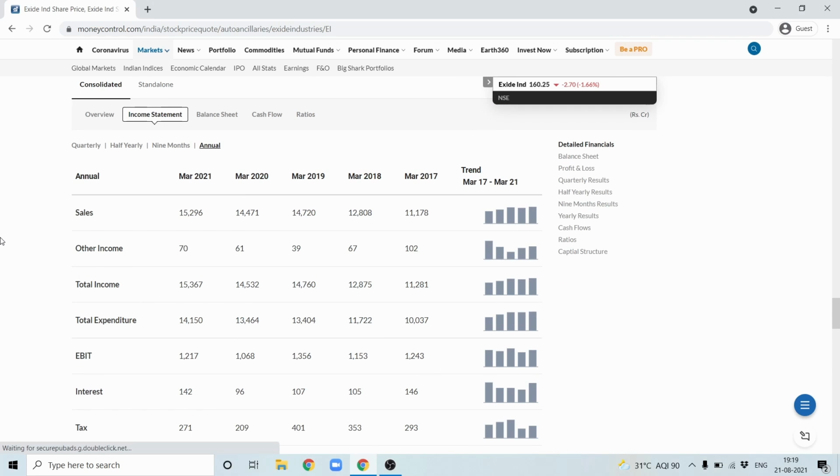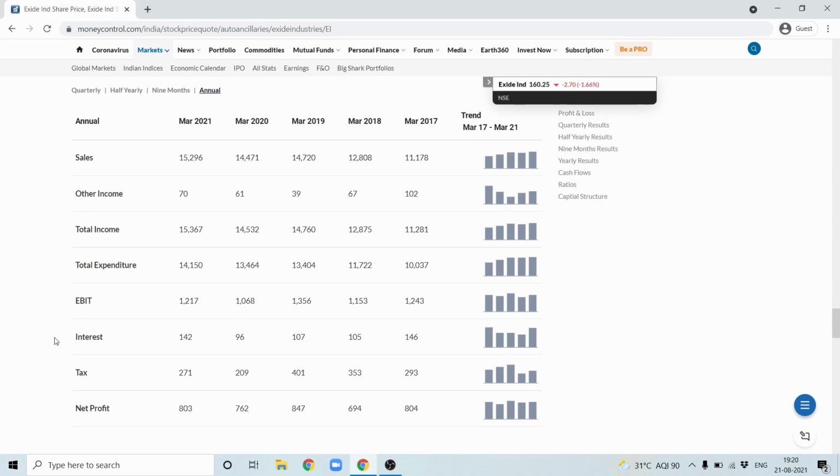It's always better to see for the past 5 years to see how the company is performing. So here you'll have to see if the sales is increasing year on year and also the other incomes are increasing year on year. So in general the total income has to be increasing continuously for the past 5 years, or if there's a small glitch, that is fine, but it should be on average increasing for the past 5 years, and the expenditure should be maintained or decreasing.